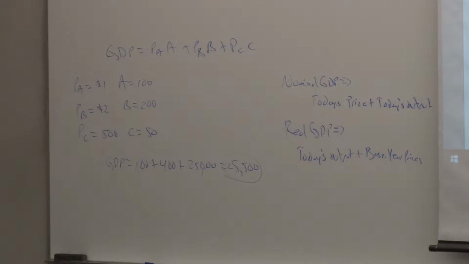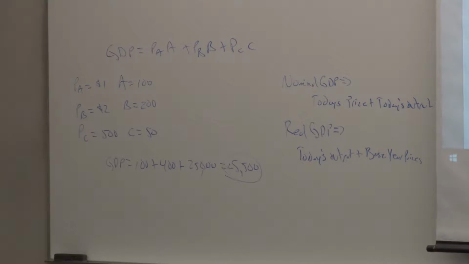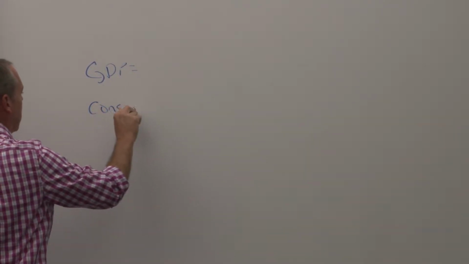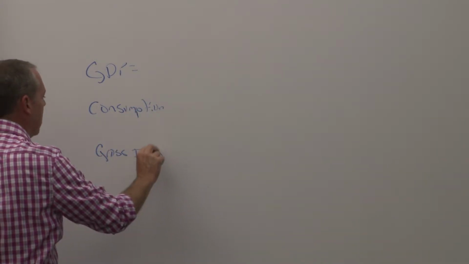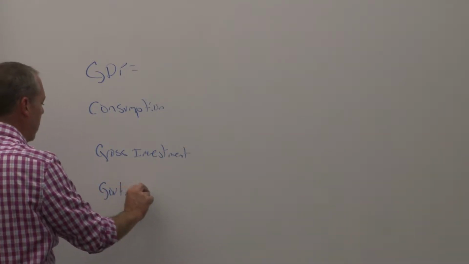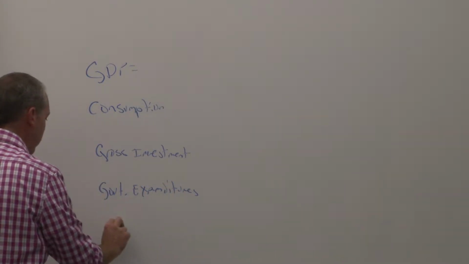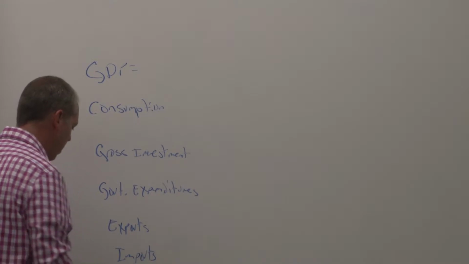So we also said that we could think of GDP in a more simplified fashion as being equal to all these other different components: consumption, gross investment, government expenditures, and then exports and imports.